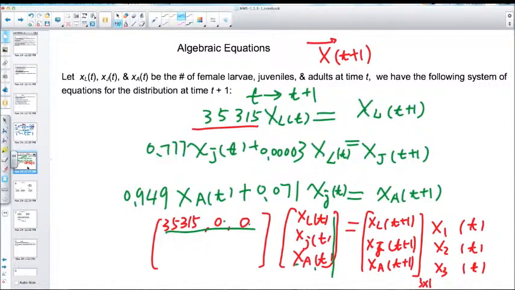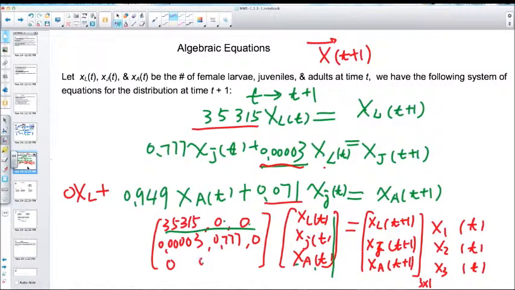Well, here, the second one, we need to put this first. Because this is XL, it's going to be 0.00003. And J, that's 0.777. There's no A, that's 0. So the last one, you need to put a 0 first, because there's no XL. And then the next one is going to be 0.071 and 0.949. It's a little bit messy, but you can see the matrix.